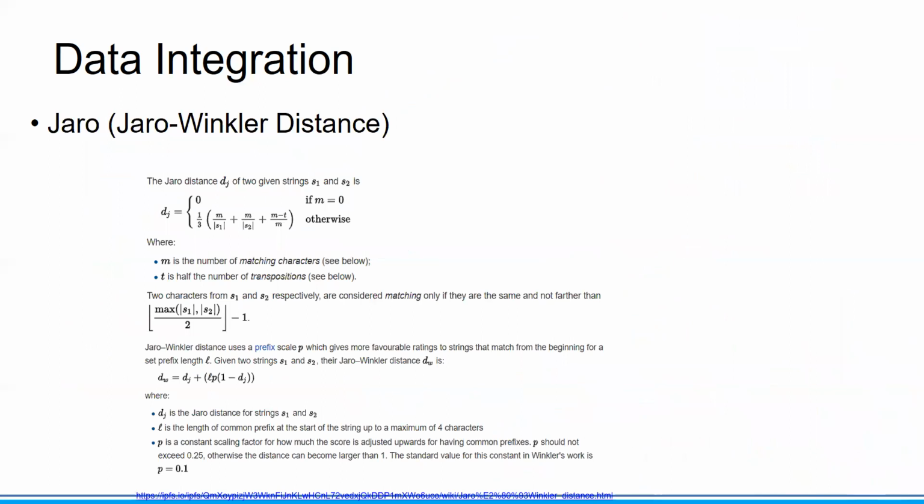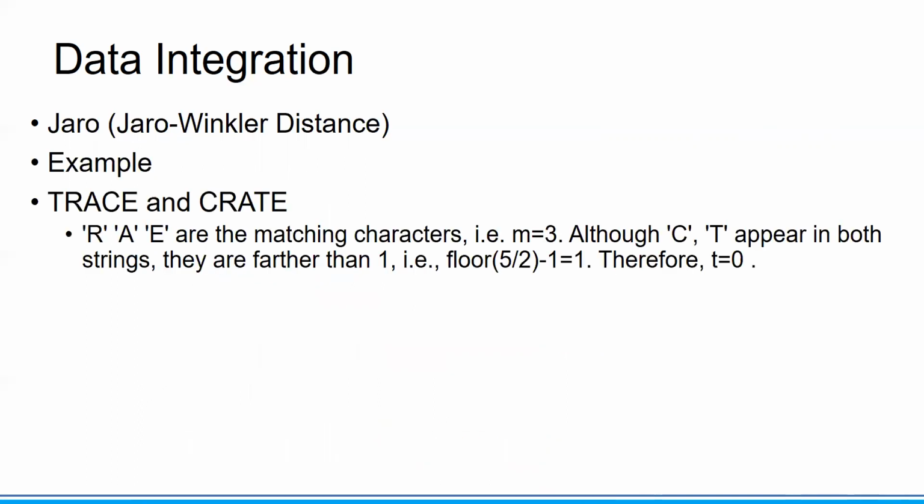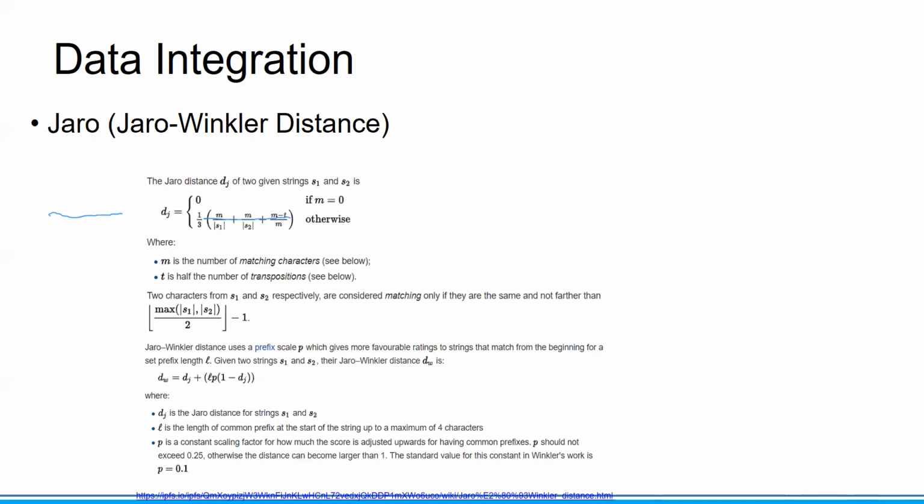There's another algorithm we call Jaro-Winkler distance. It is also used to measure the distance between two strings. Maybe let's see the example. We have something like Tris and Crit. This is a very unique example here. We are going to calculate the number of matching characters M, where M is the number of matching characters, and T is half the number of transpositions.